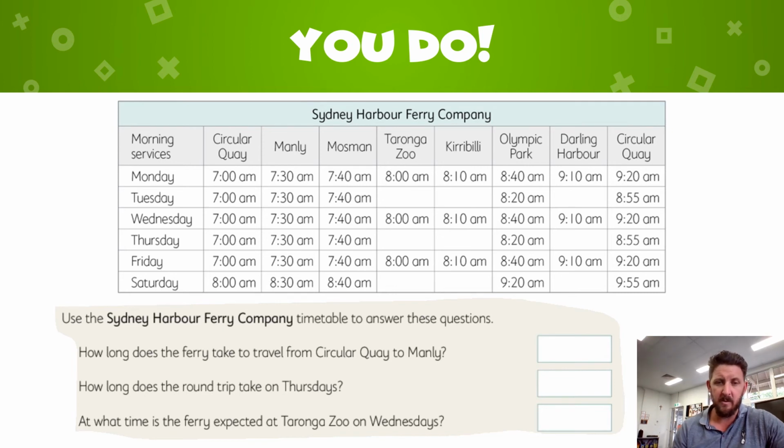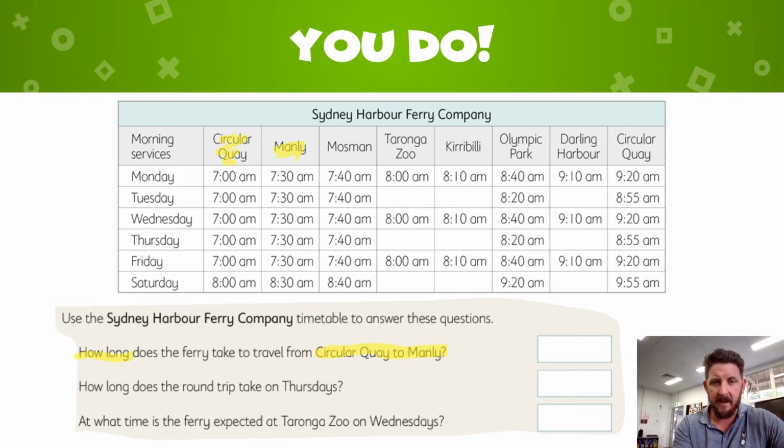So if I look at the first question and help you out here, how long does it take? So we've got how long. So that's a time, so hours and minutes. The ferry take to travel from Circular Quay to Manly. Now, it doesn't matter what day, but we're going to start at Circular Quay, end up at Manly. And we need a how long, so the time would be either a minute or an hours. Stop the video now, try the first 3 questions, and I'll come back and I will mark them for you.